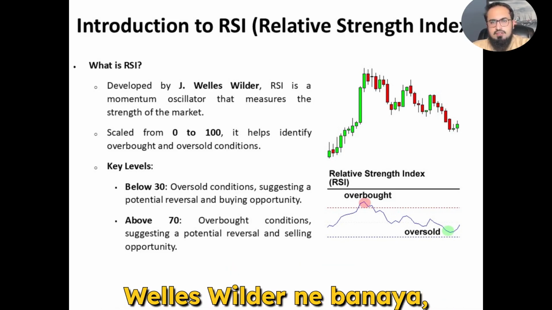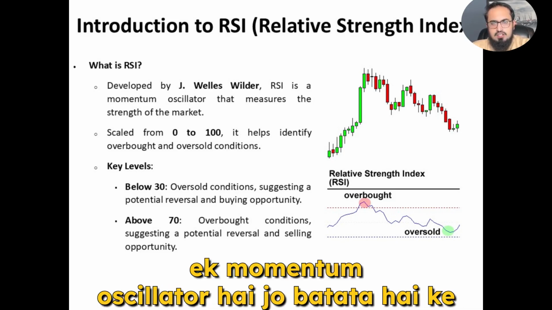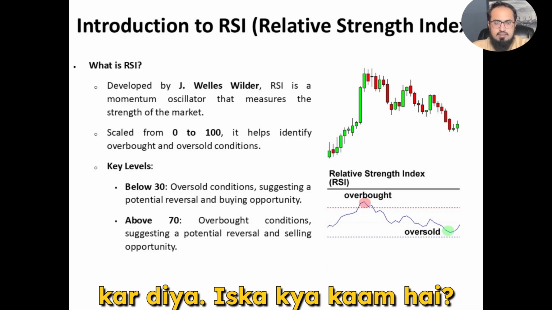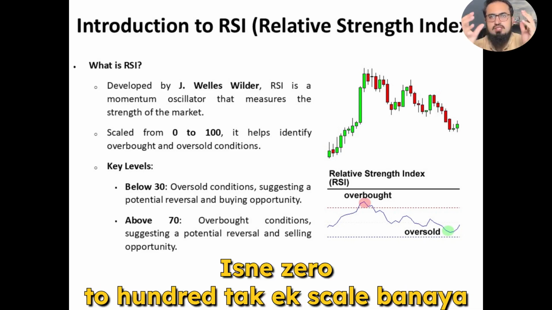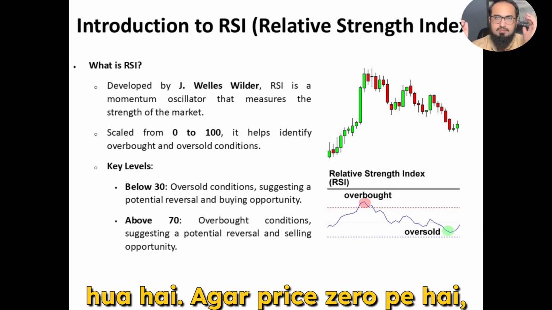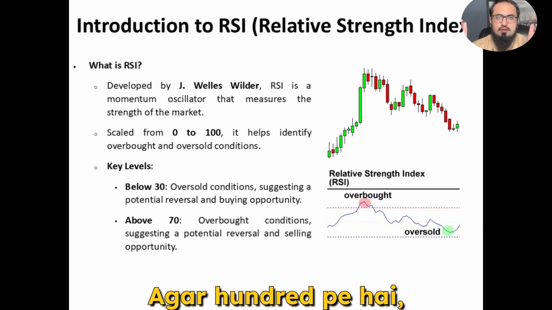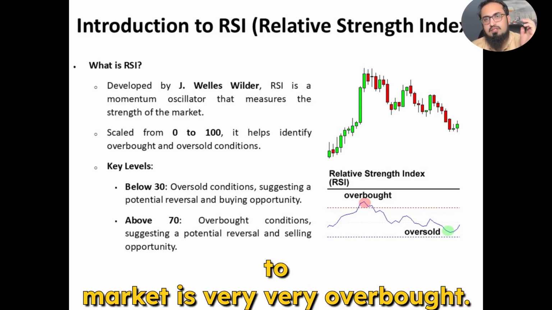RSI is the Relative Strength Index. This is a momentum oscillator created by J. Welles Wilder, which indicates that the market has overexcited itself. What is its function? It has a scale from 0 to 100, where if the price is at 0, the market is very, very oversold. If it is at 100, then the market is very, very overbought, right?